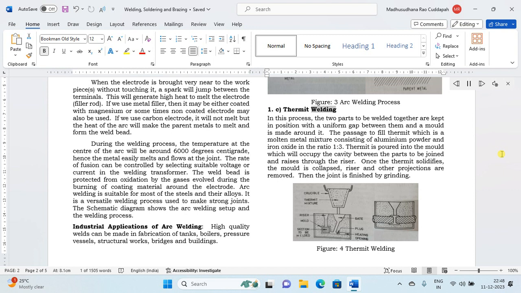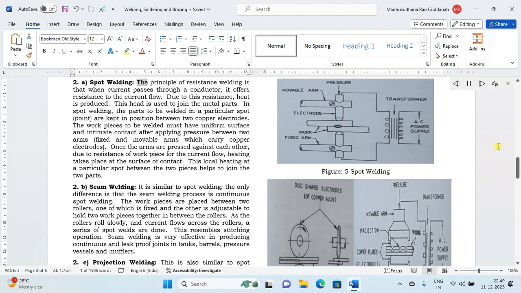1c. Thermite welding. In this process, the two parts to be welded together are kept in position with a uniform gap between them and a mold is made around it. The passage is used to fill thermite, which is a molten metal mixture consisting of aluminium powder and iron oxide in the ratio 1:3. Thermite is poured into the mold, which will occupy the cavity between the parts to be joined and rises through the riser. Once the thermite solidifies, the mold is collapsed, and the riser and other projections are removed. Then the joint is finished by grinding. Figure 4. Thermite welding.